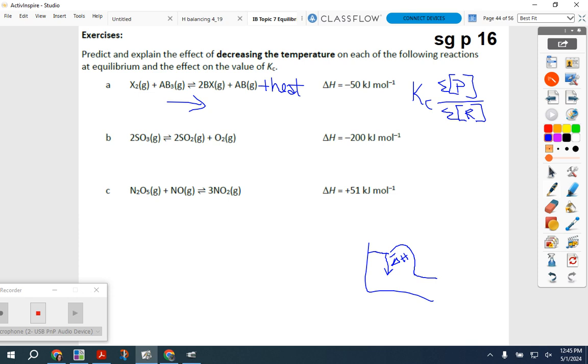We're shifting this way, right? So we're making more of the forward reaction products, and that means that Kc is going to go up because we have a higher concentration of products and a lower concentration of reactants, and it's not balanced out by any perturbation in concentration. Our perturbation was temperature, not concentration. So overall we have an increase in the products and a decrease in the reactants, and so Kc will increase.